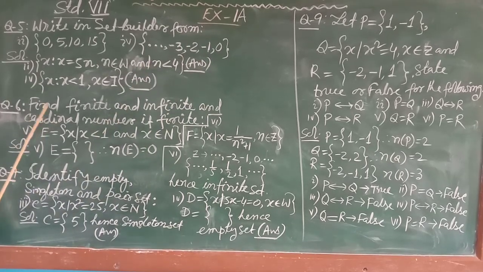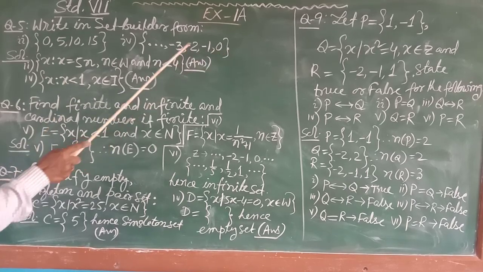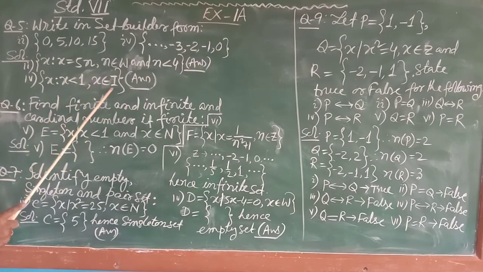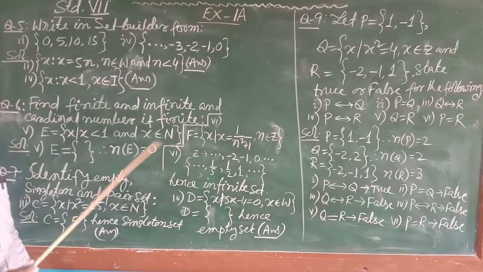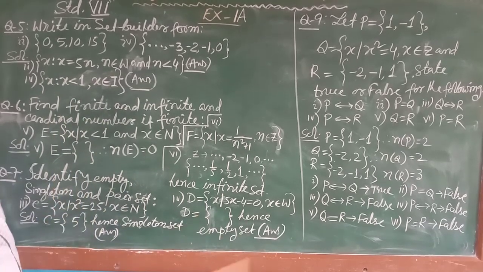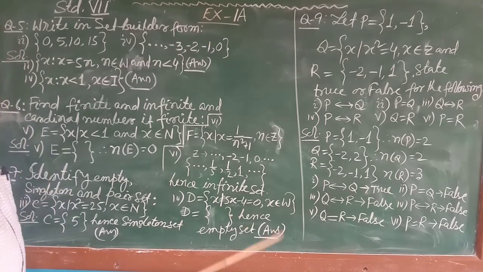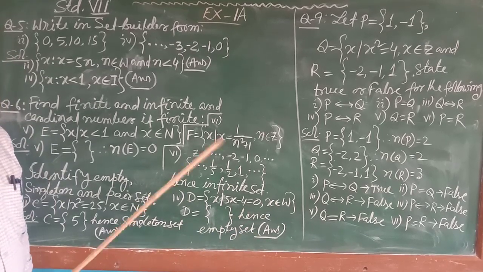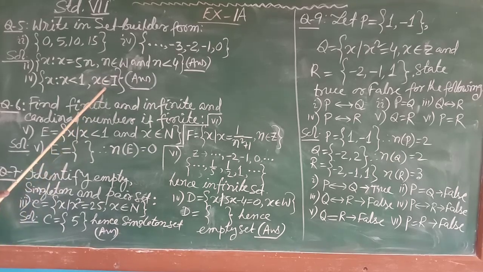So x is such that x is less than 1, and x belongs to the integers. You can write it very nicely. If you don't find the symbolic way, then you can write that x is an integer less than 1. You understand? That will also work. So this is symbolically. I hope you have understood.